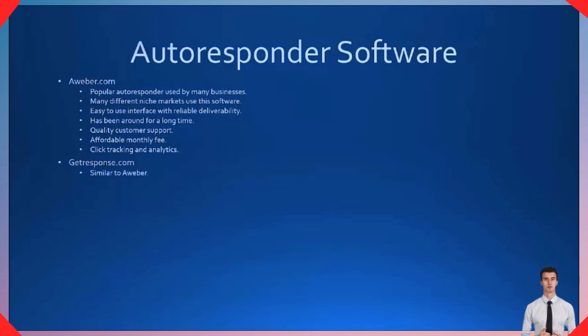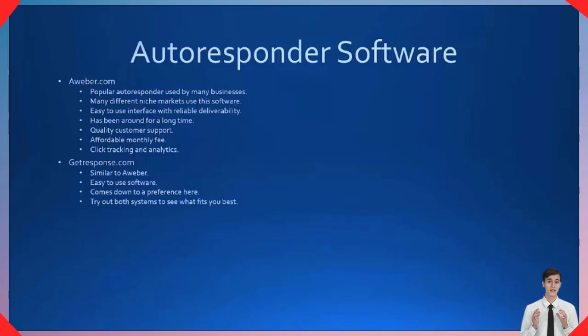GetResponse.com is another great autoresponder software. Again, similar to Aweber, it's a very simple, easy to use, point and click, web-based interface. So you can log in on a Mac or a PC, anywhere you can get an internet connection. Even at a coffee shop, you could send an email to your list and make money. It really comes down to preferences, and you could compare prices as well. You could try out both systems to see what fits you best. I believe both of them now offer a free trial, so you could do a trial on each and see which one you prefer. I can't say; I actually personally use both. I have an Aweber account and a GetResponse account, so it's really up to you to decide once you test it out. And they also have click tracking and analytics.